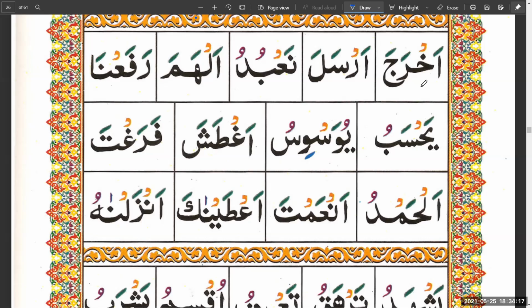So this first one, we have alif with a fatha, kha with a sukoon, akh. Then we have a ra with a fatha, jim with a fatha, raja. So akh, raja. Next one, alif with a fatha, ra with a sukoon, ar. Then we have sin with a fatha, lam with a fatha, sala. Ar, sala.